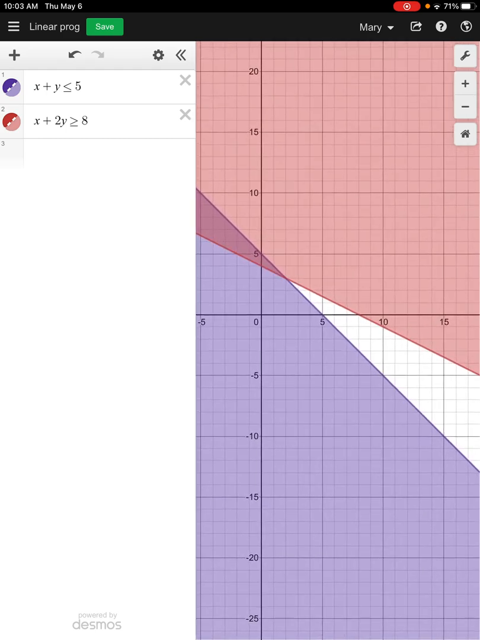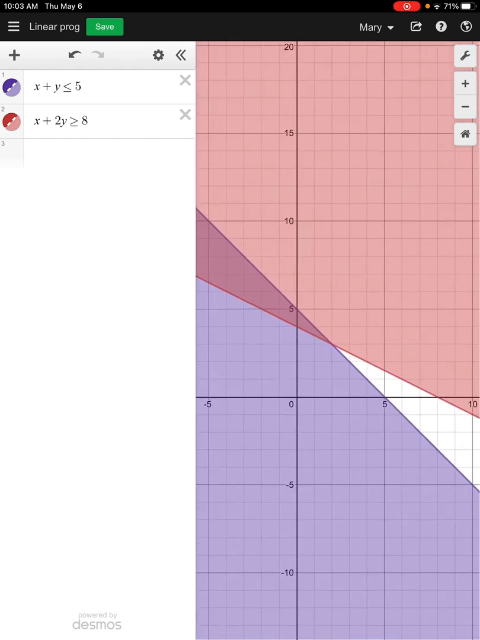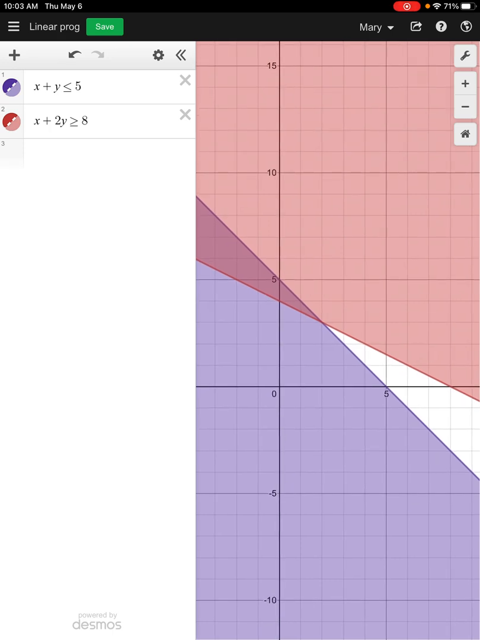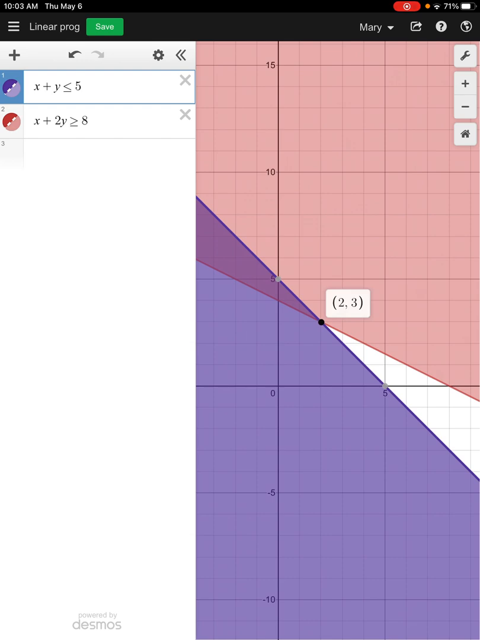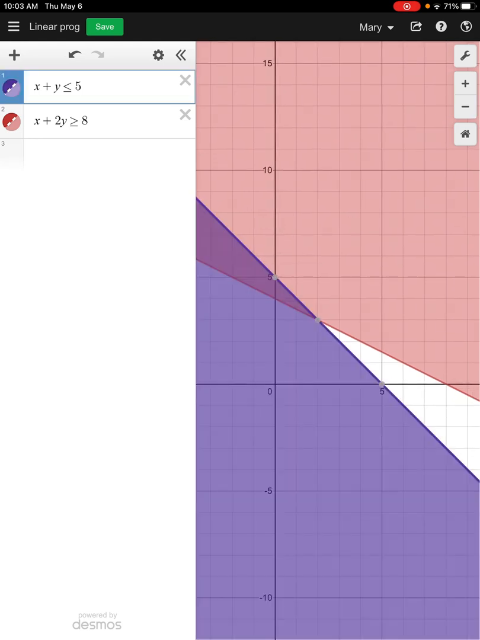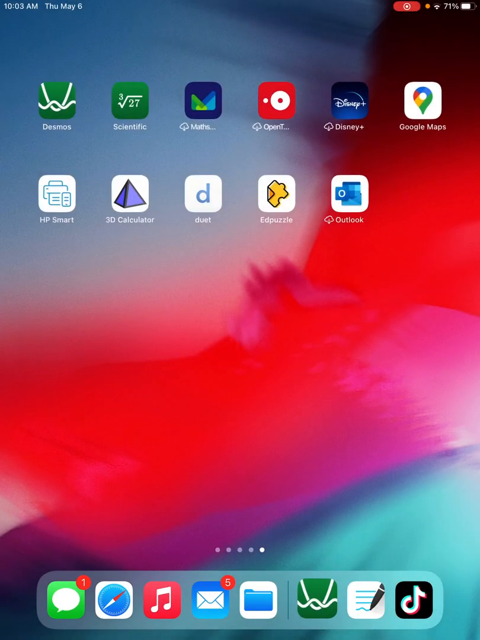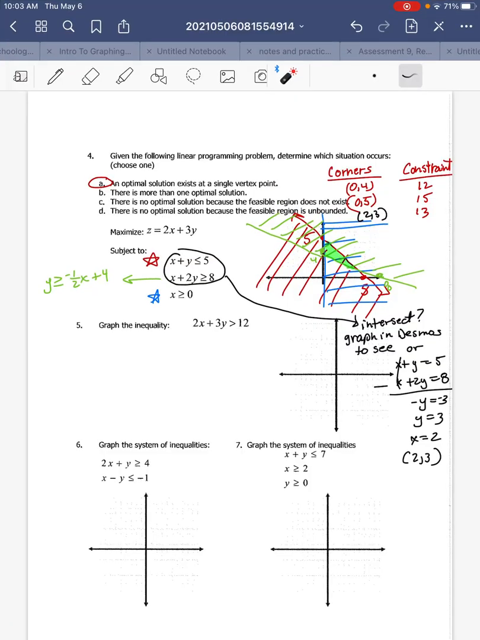So basically what was happening right there, the area that I wanted was this double shaded region. Right here's a corner of it, and there's the other corner, and then the other corner is (0, 4) right here, but I can't really click on it. But Desmos is nice because it gives you the corners right there, and that's what you want. So (2, 3) and (0, 5), and when I went back to my list right here, there was my (2, 3) and my (0, 5). The other corner was (0, 4).